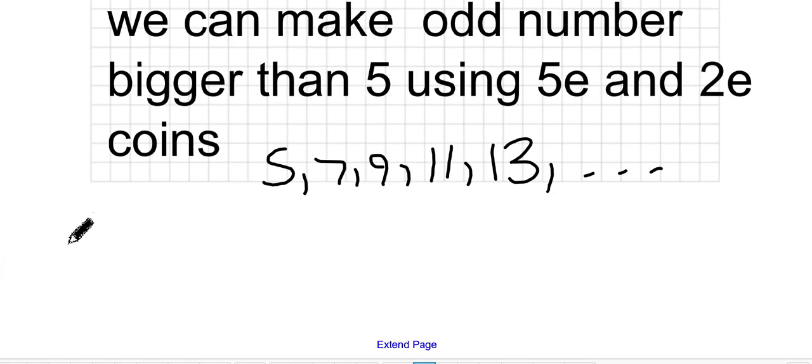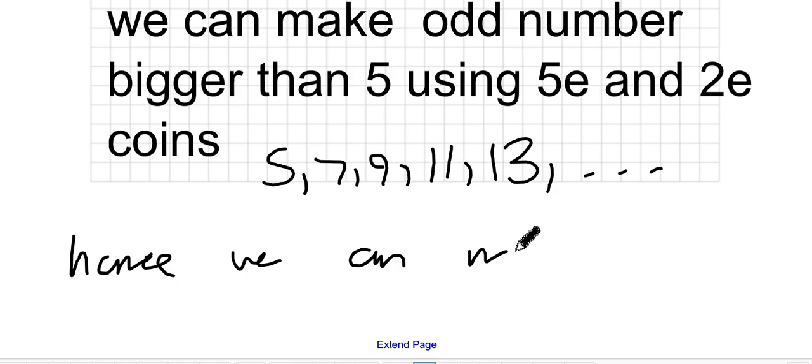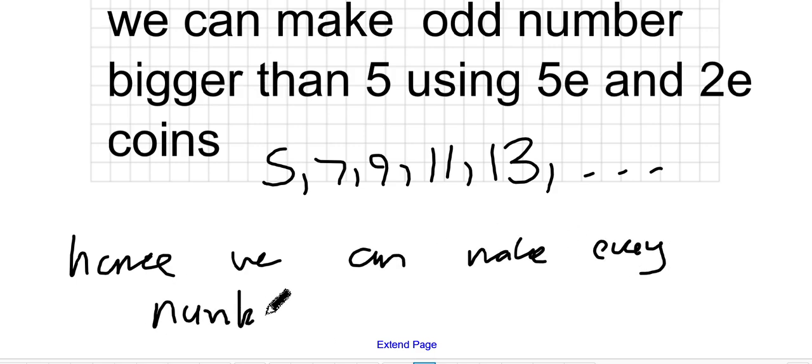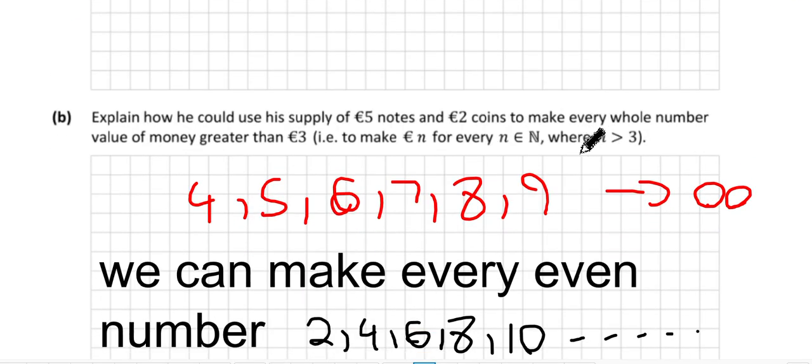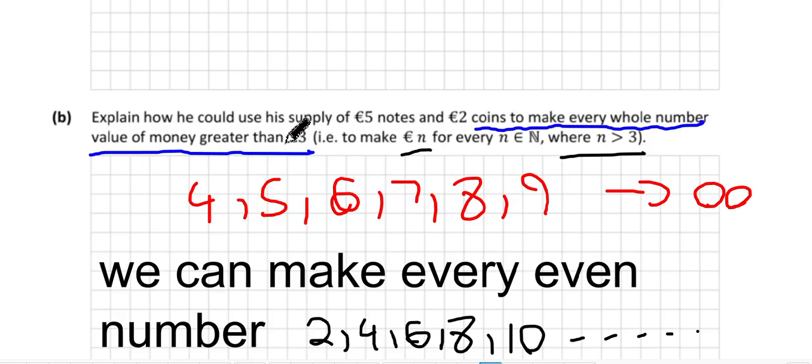So then you can say, hence, we can make every number bigger than 3. That just means you're n euro. If you just read this part here, see that blue part? That's basically explaining what the n means. Any value bigger than 3. And I proved that.